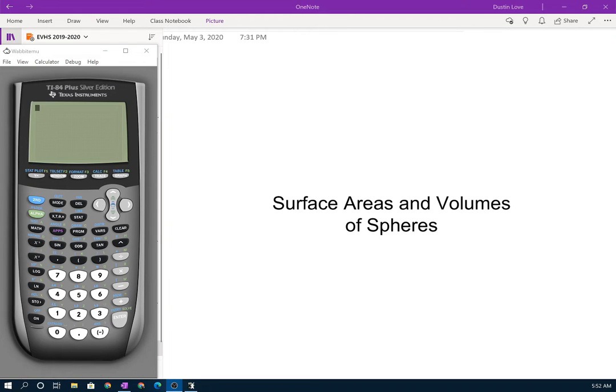Today we're covering our last section in our surface area and volume unit. We're going to be going over spheres, and I saved the best for last because spheres are one of the easiest ones. Now, we're going to have to learn how to do a new function on the calculator for one of the pieces of this, but nothing is going to be too bad.